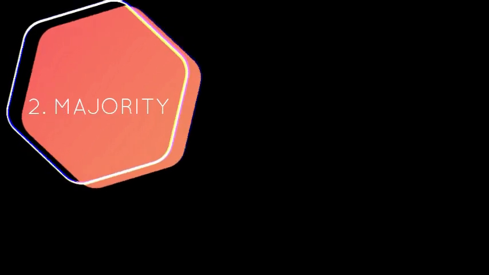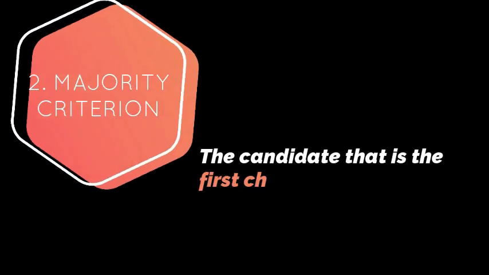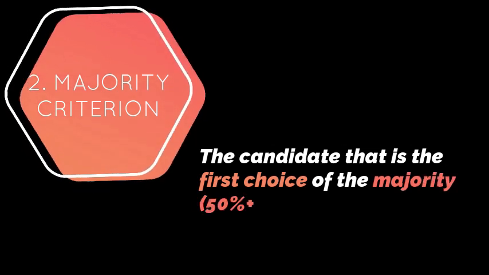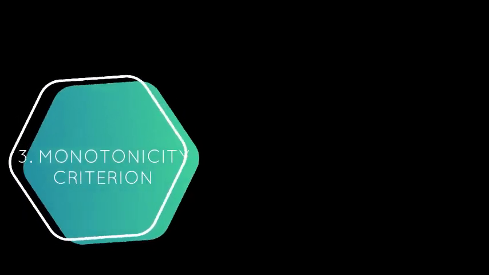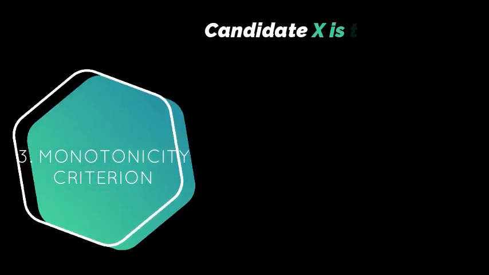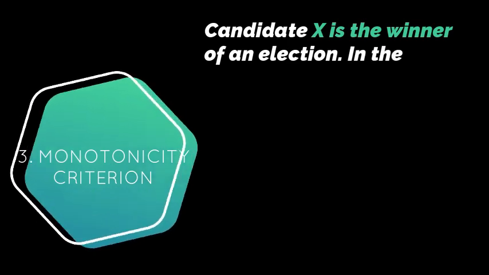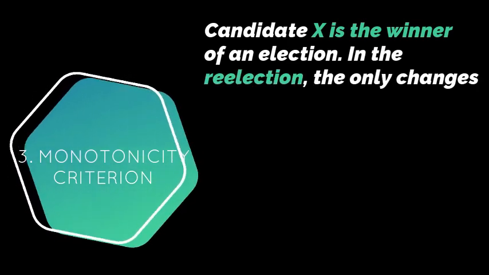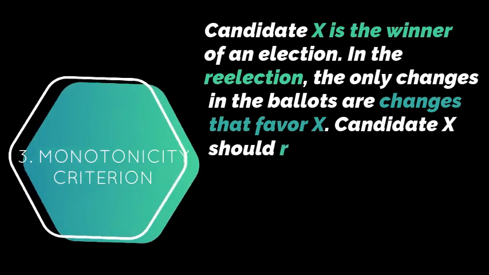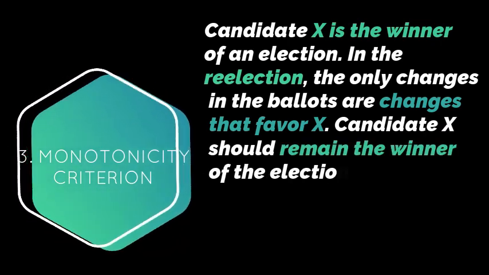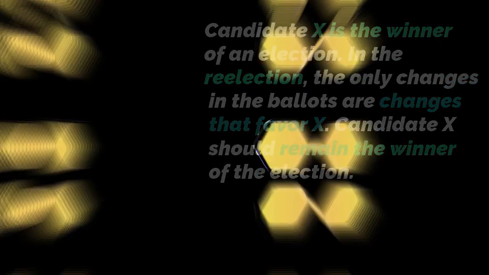The majority criterion. This criterion states that if there is a candidate that is the first choice of the majority of the voters, then that candidate should be the winner. The monotonicity criterion. This principle of fairness states that if a candidate X is the winner of an election, and in a re-election, all voters who change their preferences do so in a way that is favorable only to X, then X should still be the winner.